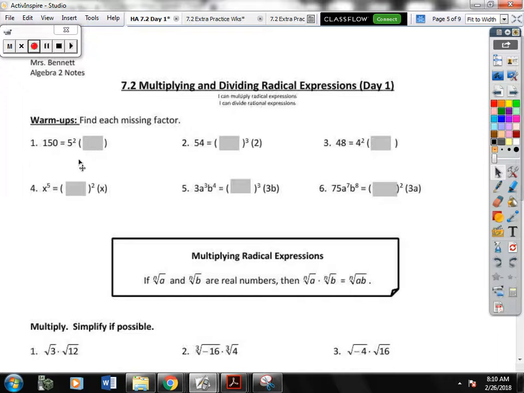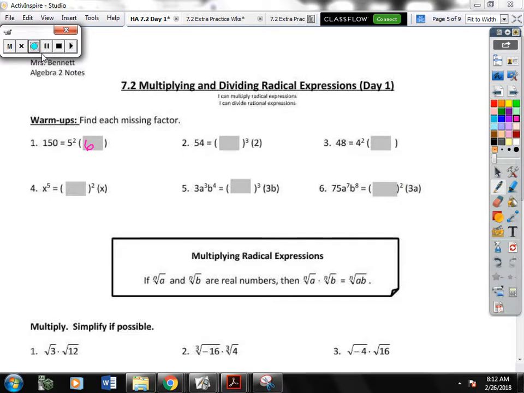So what is being multiplied by 5 squared to get me 150? And so you can actually solve it for the missing blank if you want through division, but dividing by 25, we should get 6 for that one. See if you guys can fill out the rest of them. Some of them are being cubed or squared, so take that into account whenever you're filling in the missing blank.